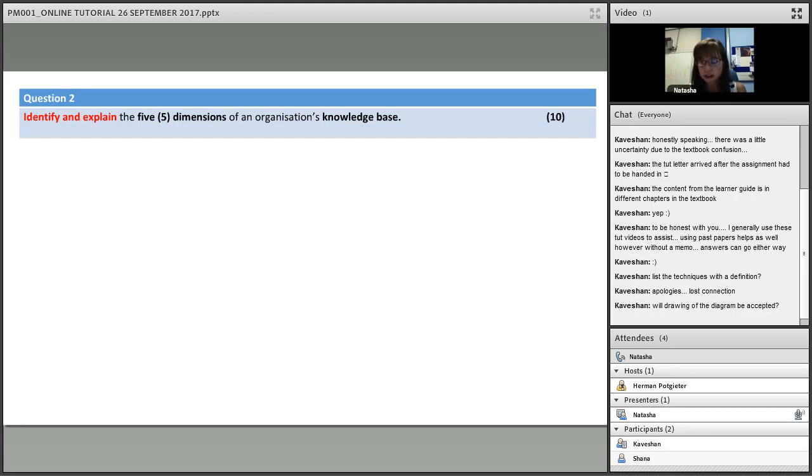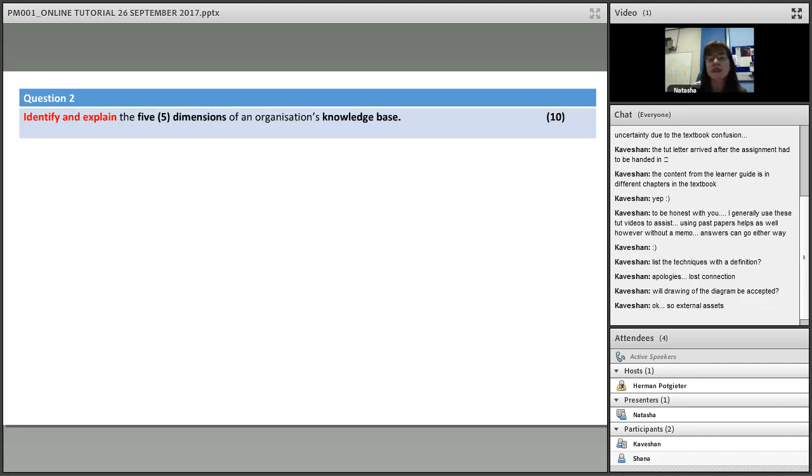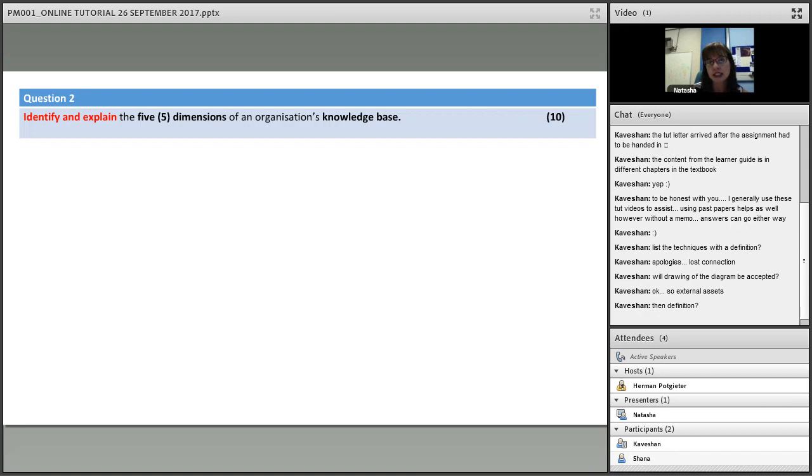Kavish, although it might make sense to you, you will not be able to obtain marks for a diagram. Diagrams are only allowed for marking if it has been requested from you or if it is being used as part of your learning preparation. The question clearly says identify and explain. So no, you will not be able to get marks for that. What are your ideas on this question?